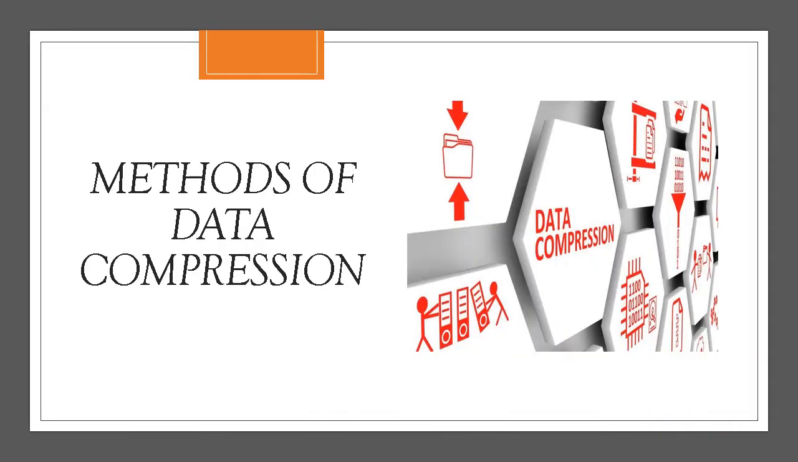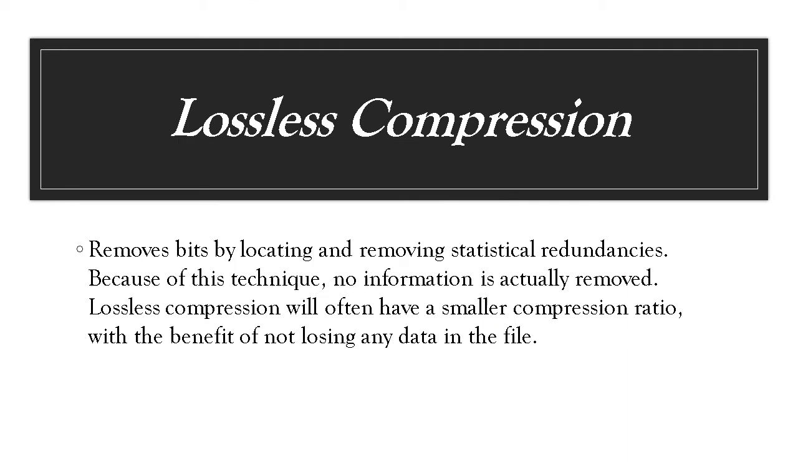Next, let us talk about the methods of data compression. The first method is lossless compression. Lossless compression removes bits by locating and removing statistical redundancies. Because of this technique, no information is actually removed. Lossless compression will often have a smaller compression ratio, with the benefit of not losing any data in the file.